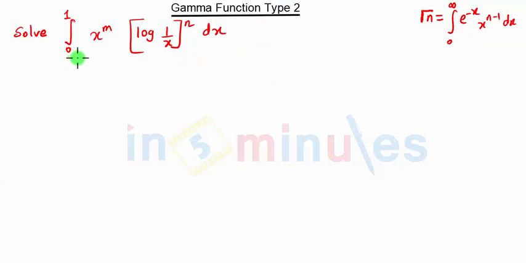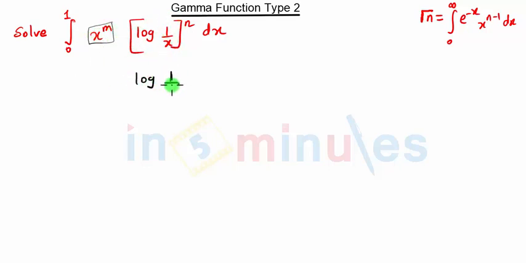So the problem is solve 0 to 1. Our integration is from 0 to 1 x raised to m log of 1 upon x the whole raised to n. So we have to make our equation in this form. So x raised to m, we will keep it as it is. So we will substitute log of 1 by x.